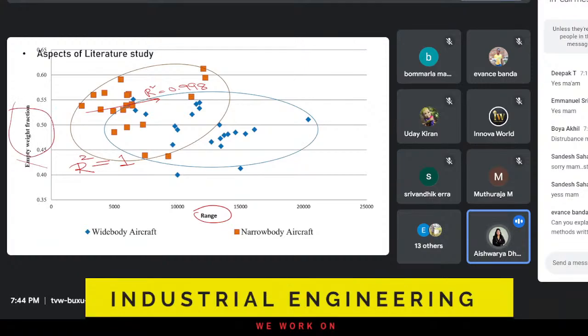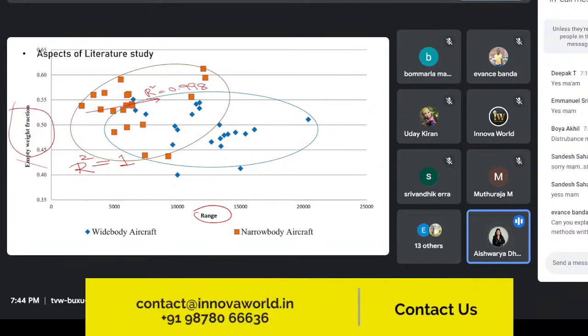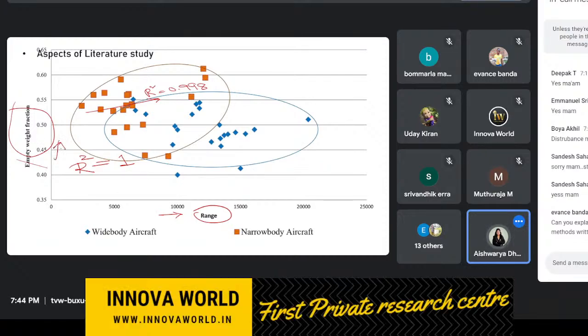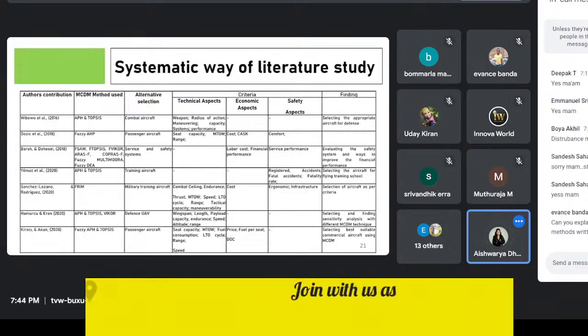They are very strongly connected. That means if there is some change in range value, there will be a change in the empty weight fraction. This is the understanding from it. So this is a correlation that gives you the understanding, right?